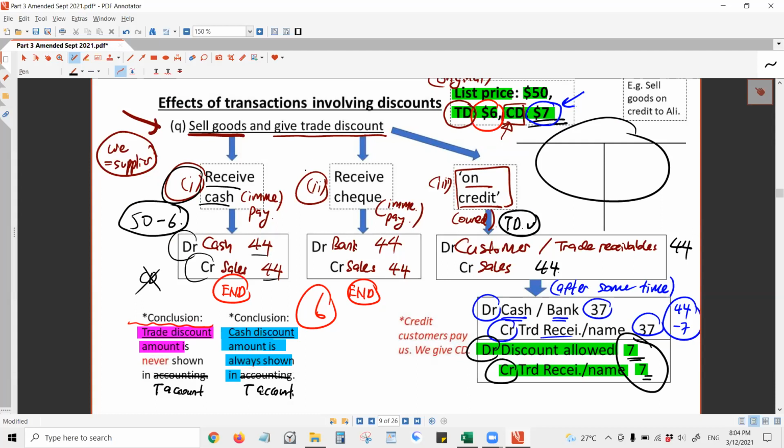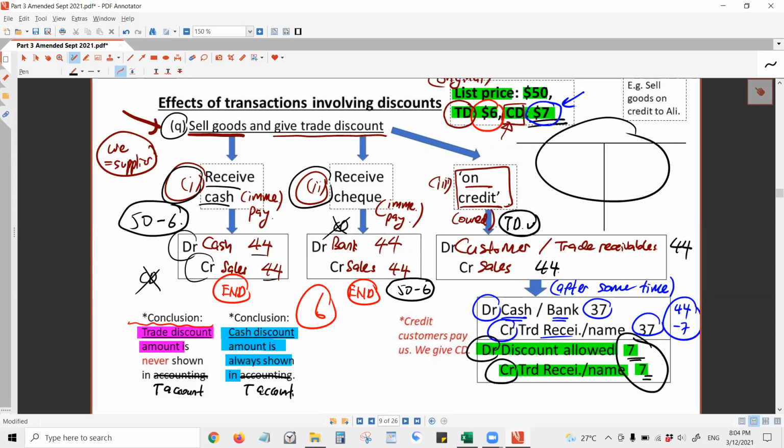Same goes for Q2. For transaction Q2, you cannot have cash discount here because customers do not owe us money, so the second stage of discount cannot appear. Again, 44 is from taking 50 minus 6. That's the amount you collected from the customer.